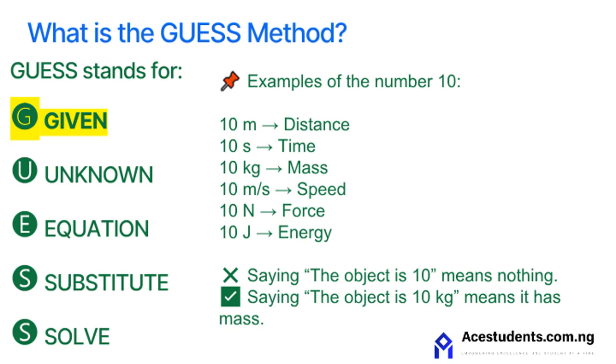For example, the number 10 can mean different things depending on the unit. If it's 10 meters, we are talking about distance. If it's 10 seconds, we are measuring time. If it's 10 kilograms, we are talking about mass. 10 meters per second is speed, 10 newtons is force, and 10 joules is energy. So in physics, for you to fully identify your given parameters, you should know their units.